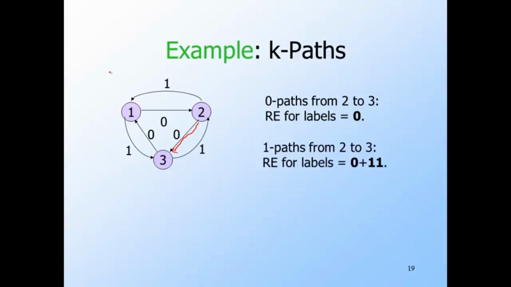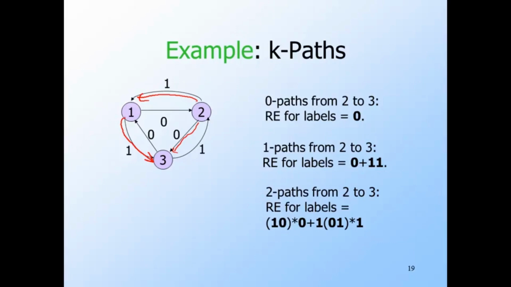The 1 paths from 2 to 3 can go through state 1, but not through 2 or 3. Thus, we can still follow the arc from 2 to 3 labeled 0, but we also can follow the arc labeled 1 from state 2 to state 1, that's this, and from there the arc labeled 1 from state 1 to state 3. Notice that once we get to state 1, we cannot go back to 2 in a 1 path, and if we go to 3, we're finished. The path must end. The 2 paths from state 2 to state 3 are more varied.